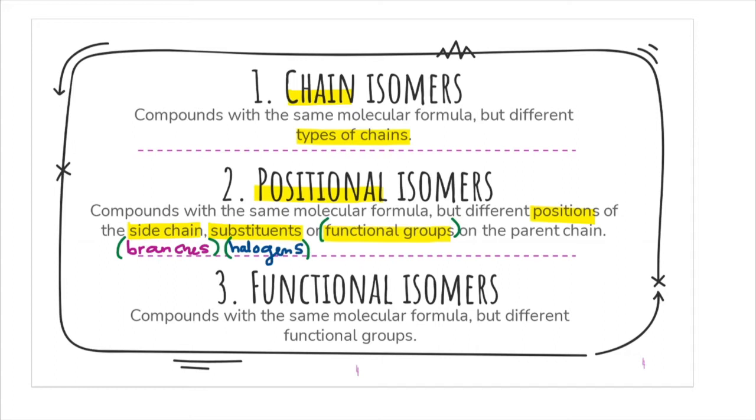Lastly, we have the functional isomers, and we can say that functional isomers are compounds with the same molecular formula but different functional groups. Functional isomers contain exactly the same types of atoms and the same number of each, but they belong to different homologous series.